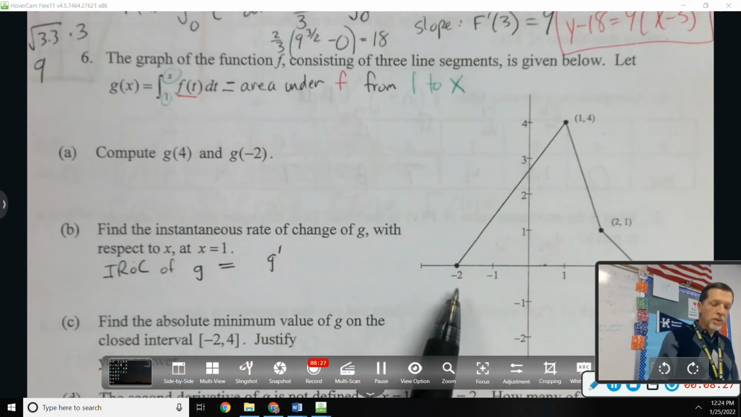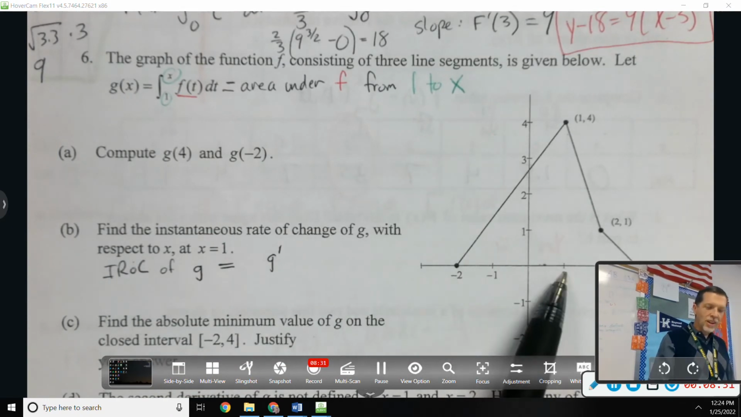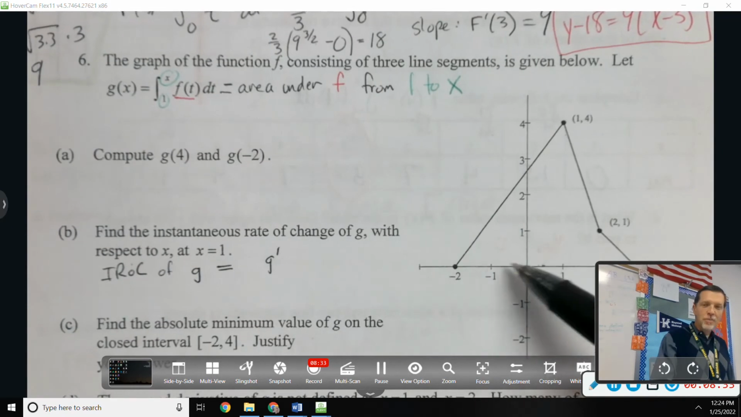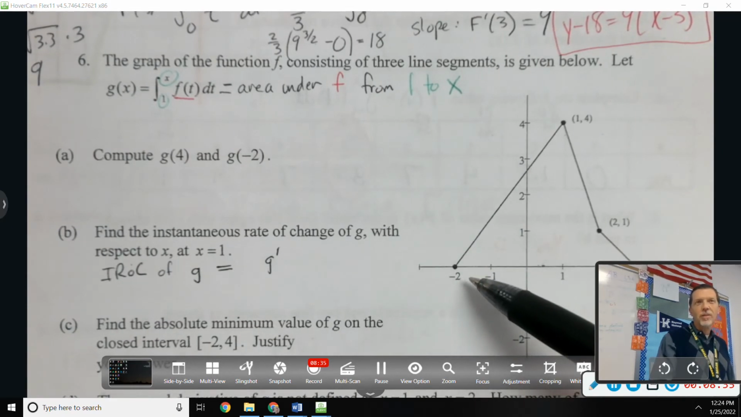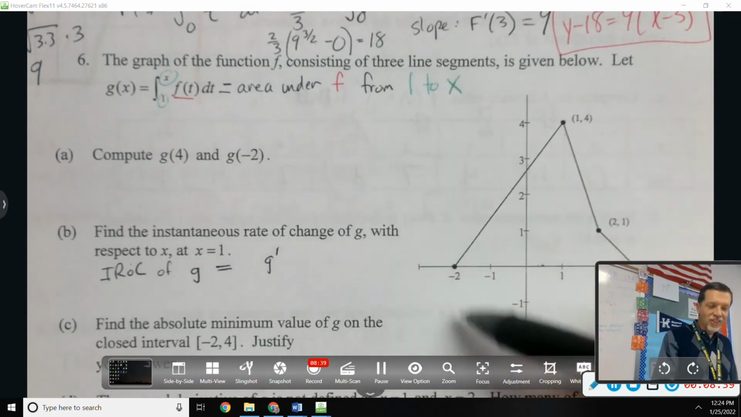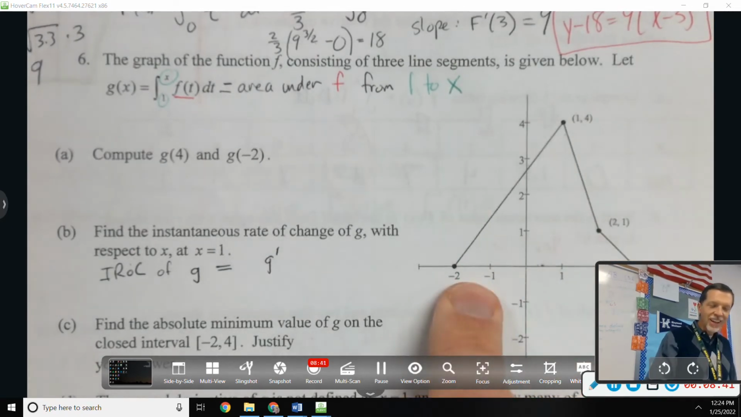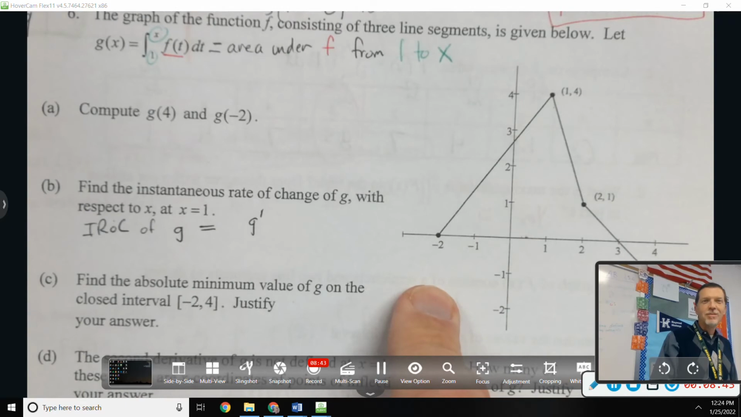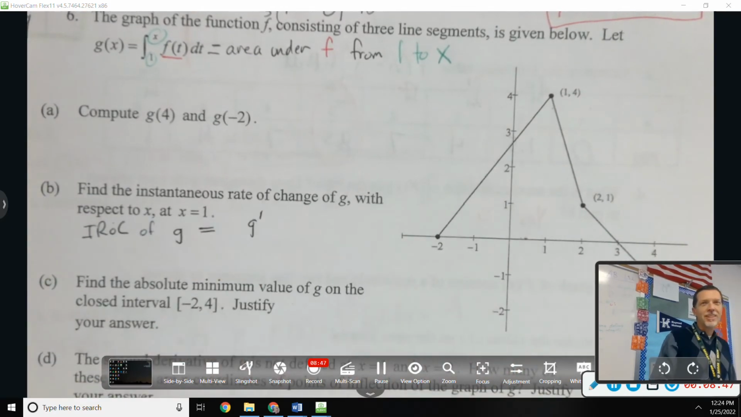This problem would be easier if they started at -2. That is true. Because since they started at 1, if we go this way, we're going to be going backwards. There's going to be some negative stuff going on. So yes, it would be nicer if they had started the count at -2 where the graph starts. Agreed. But they didn't because they want you to be able to go backwards and know that that's negative.